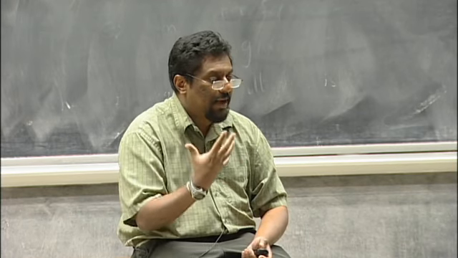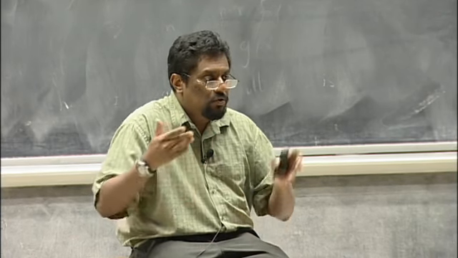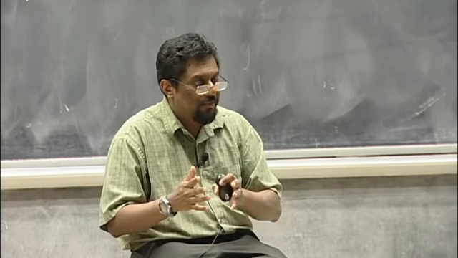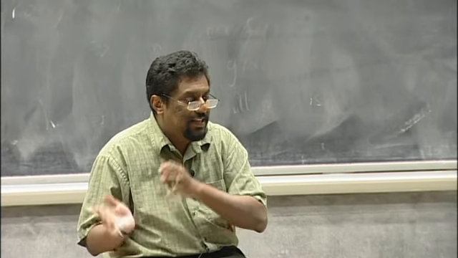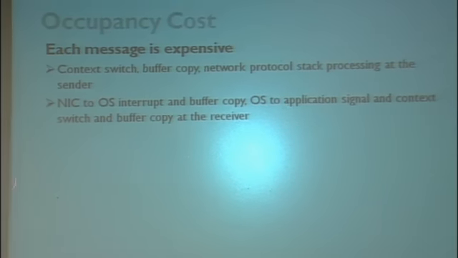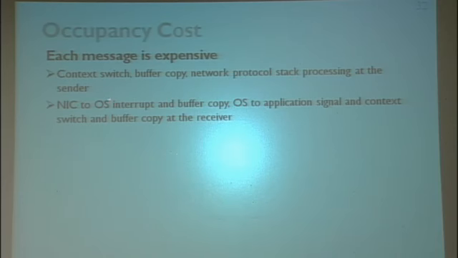When you are doing message passing, each message is very expensive. It has to do a lot of things. You have to do a context switch, do a buffer copy, and network protocol stack processing, and then might have to do another context switch. And there's a lot of copying happening. The network controller might interrupt the operating system to say there's data coming, copy the data in there, and you send a signal to the application. So there's a huge amount of things happening just for one message. If you are sending one lousy byte or even a kilobyte, it does millions of instructions just on behalf of a small amount of data. So there's a large amount of overhead associated with that.